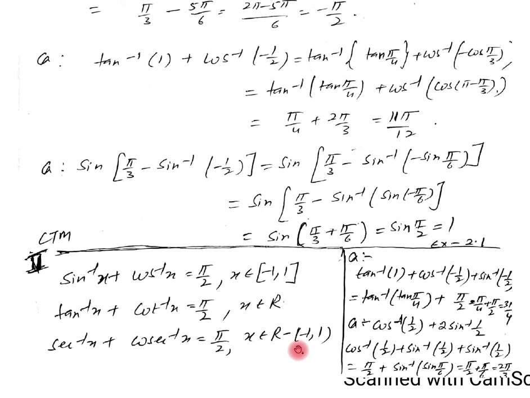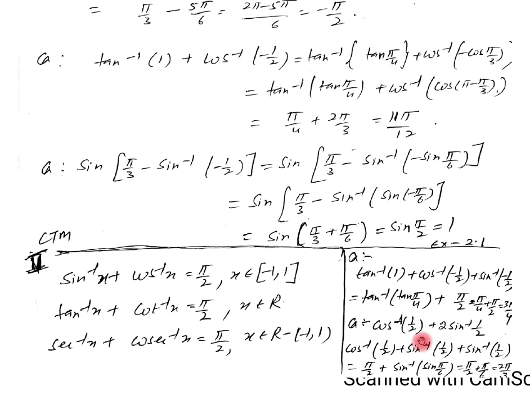Similarly, let us see another question: cos inverse 1 by 2 plus 2 sin inverse 1 by 2. Now 2 sin inverse 1 by 2 can be written as sin inverse 1 by 2 plus sin inverse 1 by 2. Again the sum of these two, cos inverse x plus sin inverse x, is pi by 2. And sin inverse 1 by 2 is pi by 6. Then simplifying we get pi by 2 plus pi by 6, equal to 2 pi by 3.